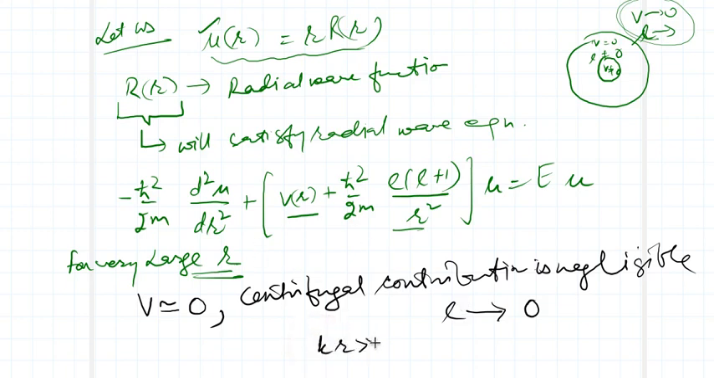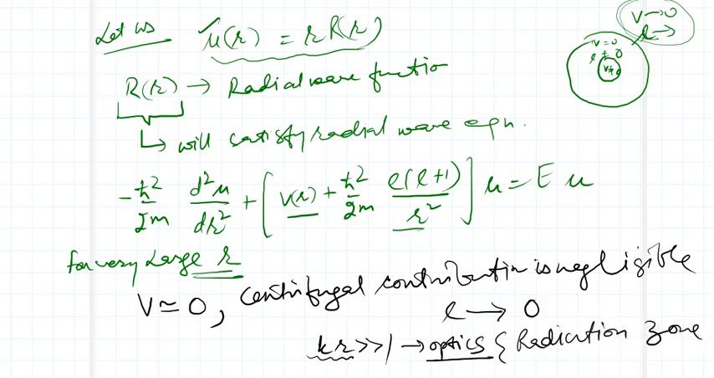that means kR is very much greater than 1, and where the value of kR is very much greater than 1, in optics we call this the radiation zone. That's why I am calling it the radiation zone. k is a wave factor. Okay. And when kR is very much greater than 1, we call it in optics the radiation zone. So I am solving it for the radiation zone, and what will happen?